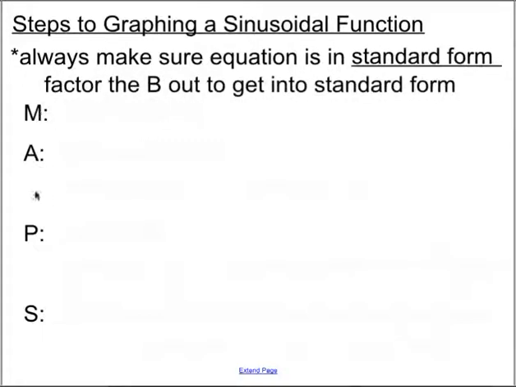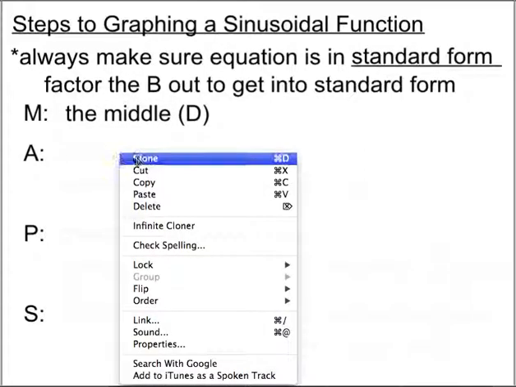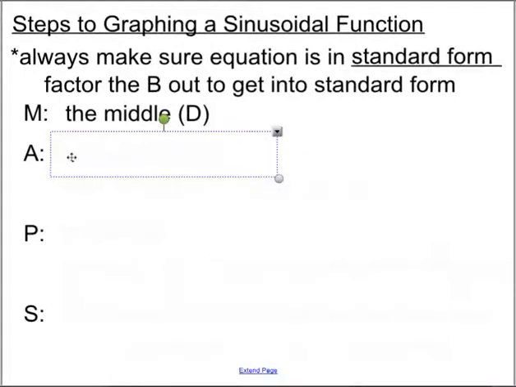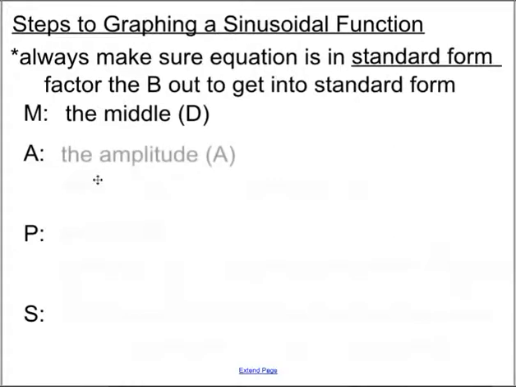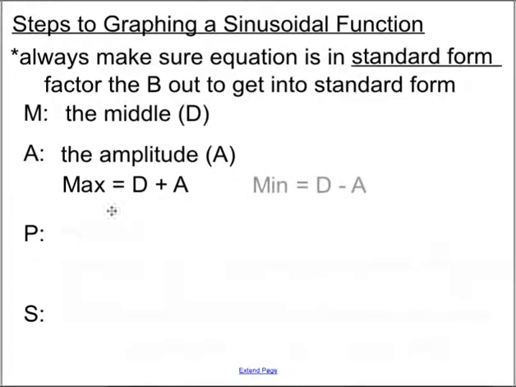Okay, so I have MAPS spelled out alongside my paper. These are the 4 steps that you are going to take in graphing a sinusoidal function. So the first one is M, the middle of the graph. That's what that d value is. The second step is knowing your amplitude, and that will be the number in front of your cosine or sine equation. And this is going to help us determine the maximum or the minimum of the graph. And the minimum will be at the middle minus the amplitude. And these steps will all make sense as I walk you through the examples.